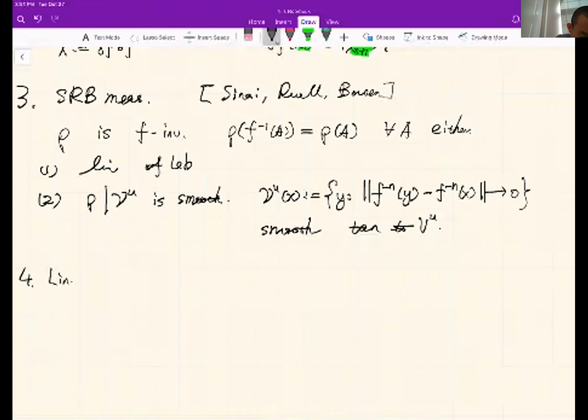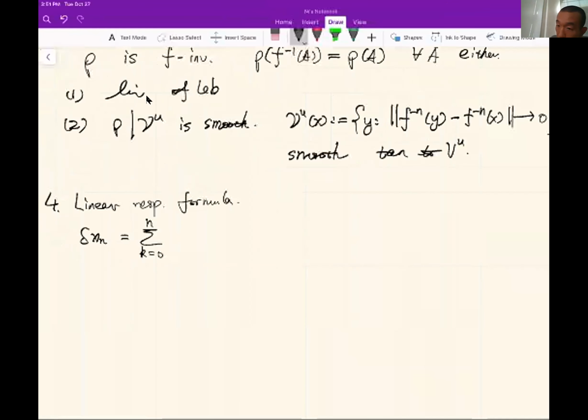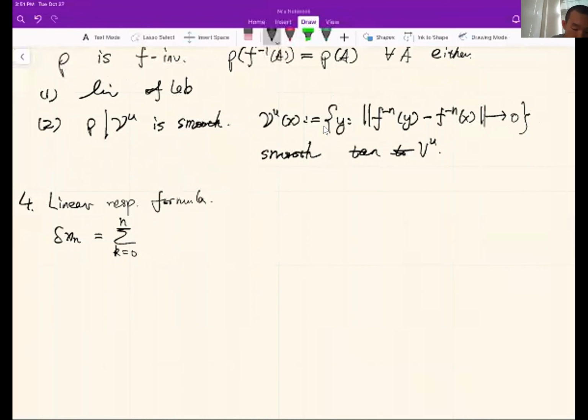That can be written as delta x_n. So this is the change at the n-th step. This equals the summation over k from 0 to n. You first take the perturbation at the k-th step, and then you push it forward n minus k steps, and now this is a vector in the tangent space of x_n. And then at the n-th step, you collect and add all the perturbations propagated to this step. This is the so-called law of superposition, or Duhamel's principle. It's a typical way to write out the solution of linear equations.